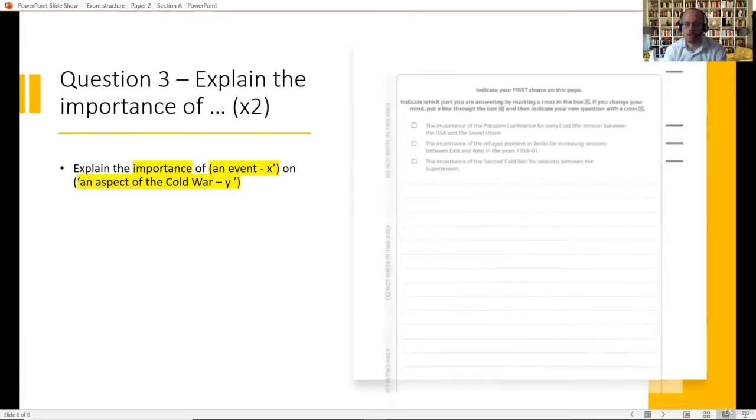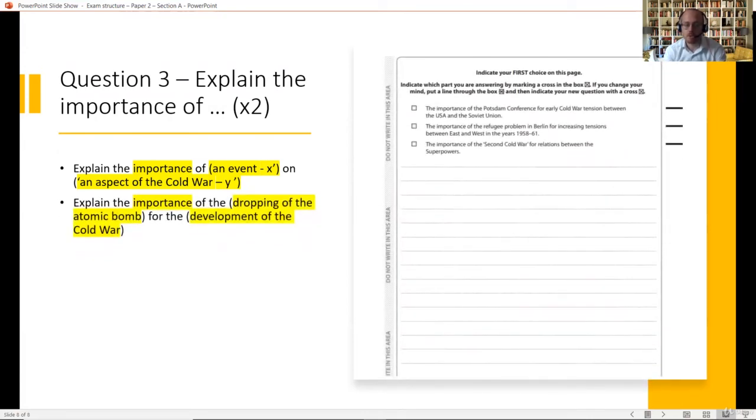So let's look at an actual question. Explain the importance of the dropping of the atomic bomb, let's call that X, for the development of the Cold War, Y. Okay, so this is not asking you about one specific event, e.g. just the atomic bomb. It's asking you how one event affected another event. Okay, so it's asking you the relationship between one event and one aspect of the Cold War. Right. I think this is why it's tricky.